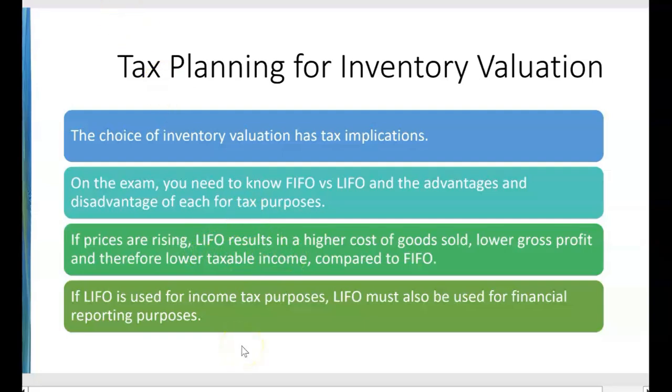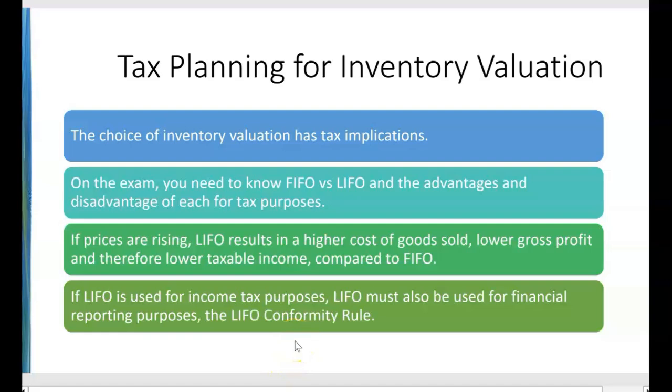So for planning purposes, using LIFO when prices are rising would result in lower taxable income. And that's what you want to show, lower taxable income. The problem is if LIFO is used for income tax purposes, LIFO must also be used for financial reporting purposes. That's known as the LIFO Conformity Rule. And the exam could ask you about this rule.